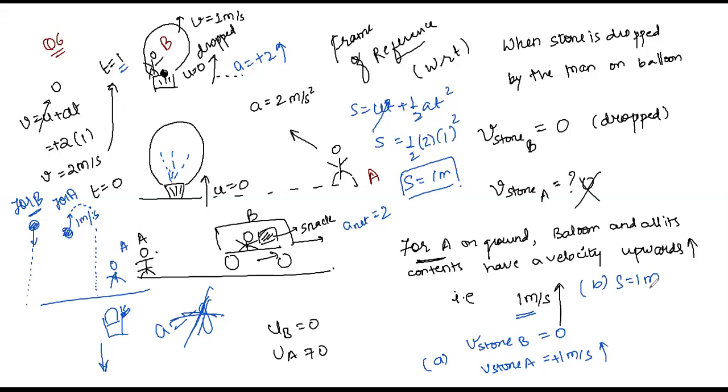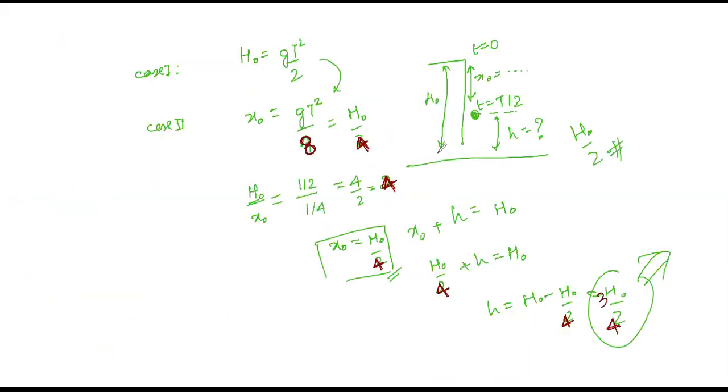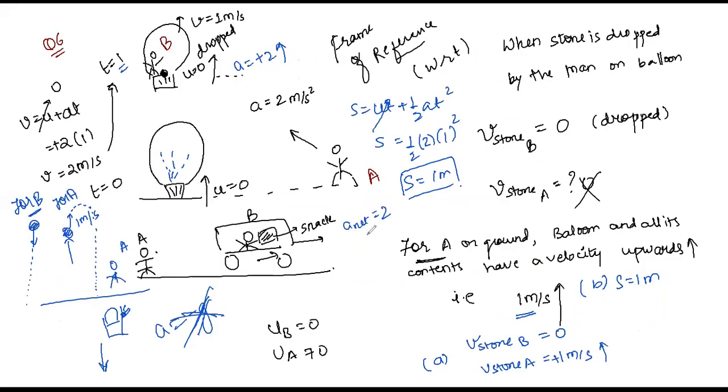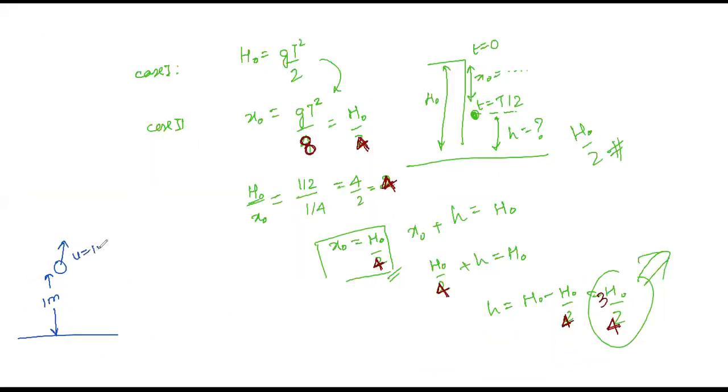Then next one is total distance covered by the stone. How will you find it? See, I'll try to write it somewhere. So just give me a second. Yeah, so I'll write it here. See, the stone was thrown upwards from the balloon. It is already at a height of 1 meter, right? What is the velocity of the stone? The velocity of the stone was also 1 meter per second. So we'll write here u is equal to 1 meter per second.